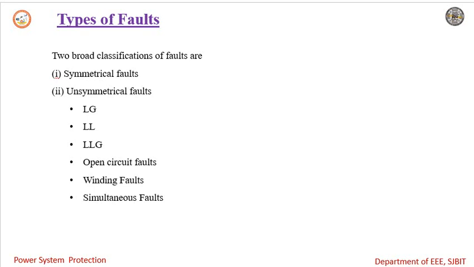The examples for unsymmetrical faults are line to ground fault, that is single line to ground fault, double line fault, double line to ground fault, open conductor faults, either a one conductor open fault or two conductor open fault, winding faults, and simultaneous faults. Under unsymmetrical faults, the power system will be under unbalanced condition. There will be changes in the magnitudes of the voltages and the phase angle between all three phases. So these faults are called unsymmetrical faults.